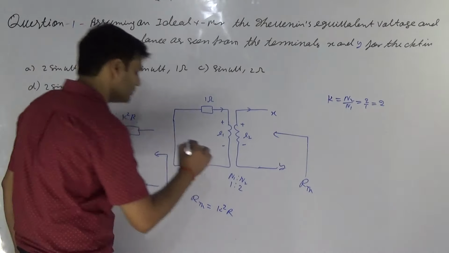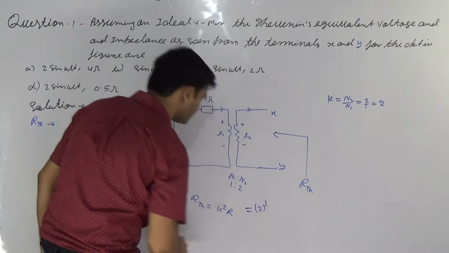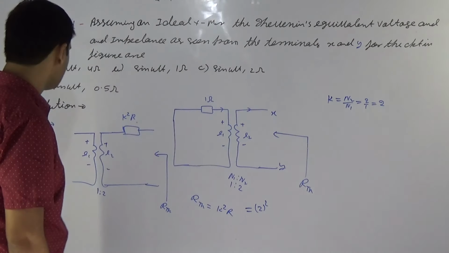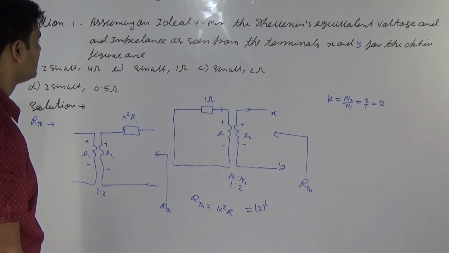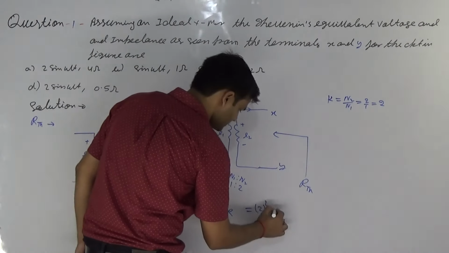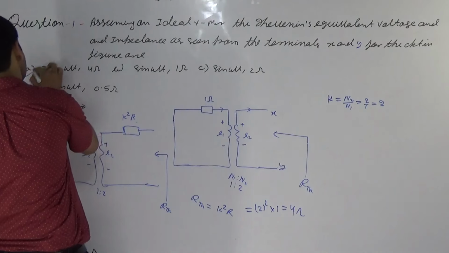K will equal 2, so 2 squared, and R is 1. This is 4 ohm. Which one is the right answer? A is the right answer.